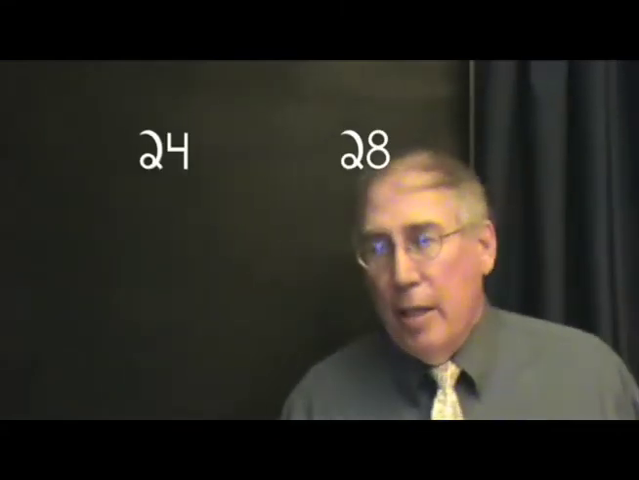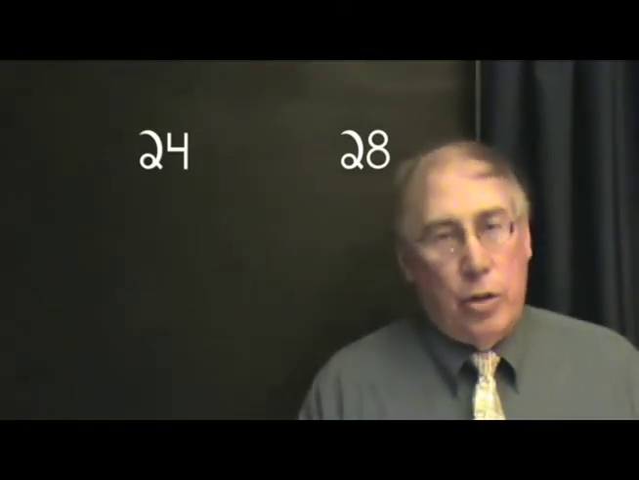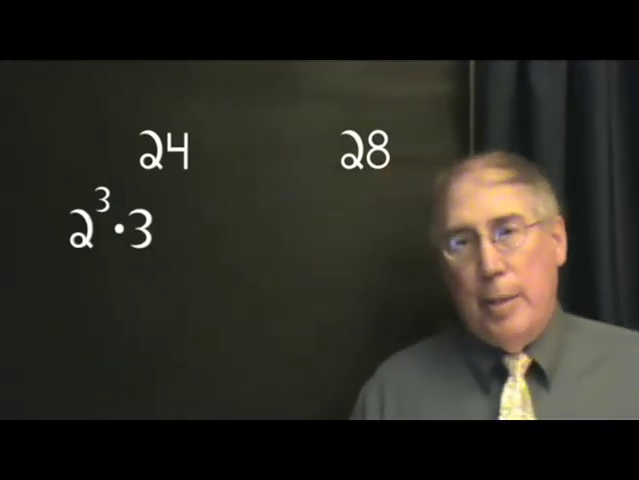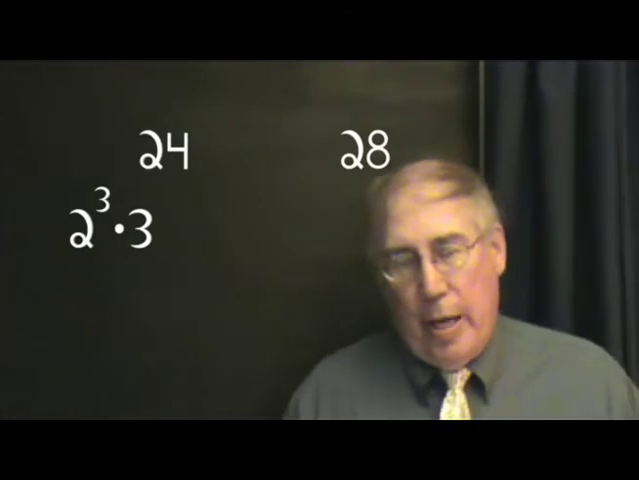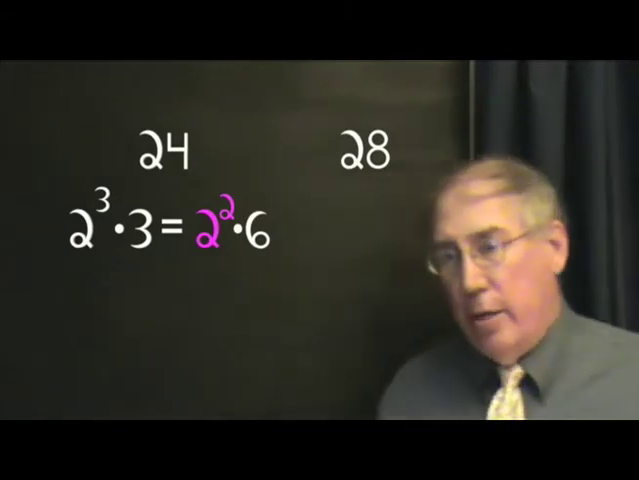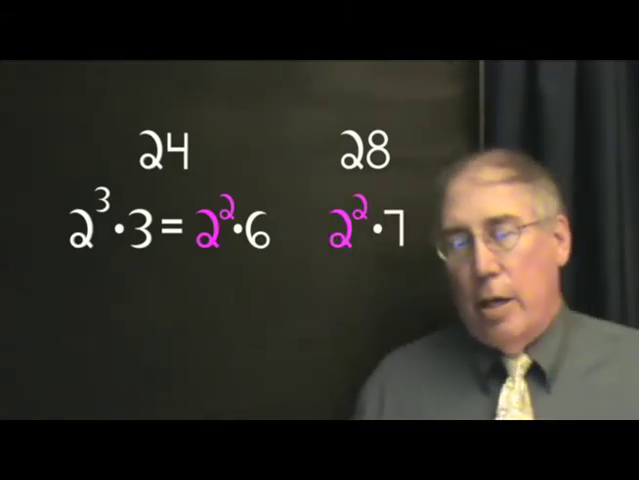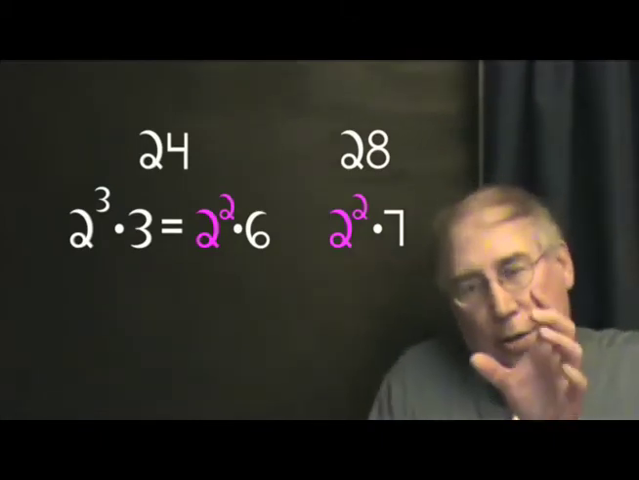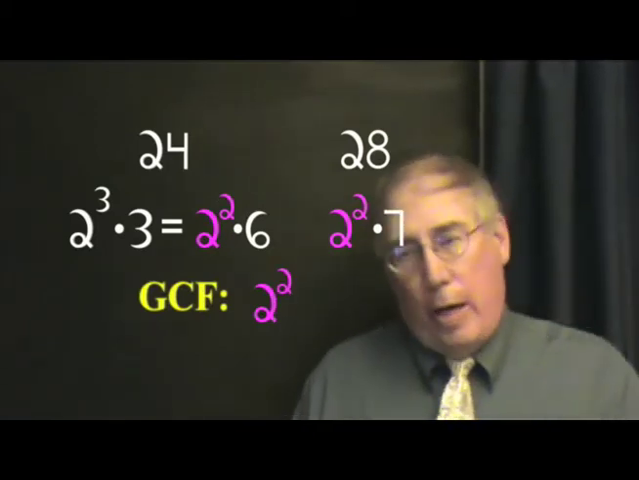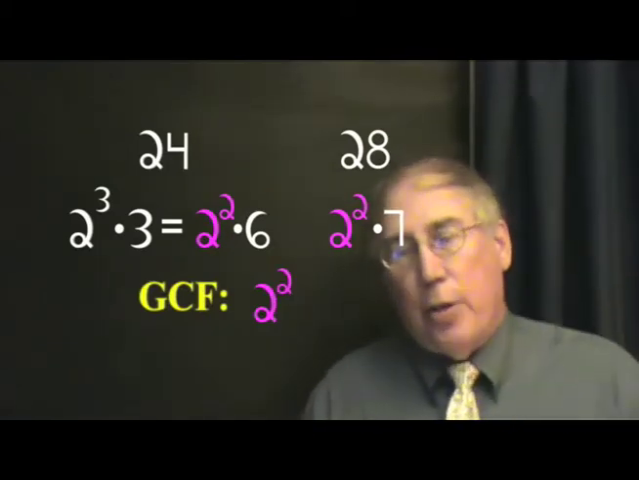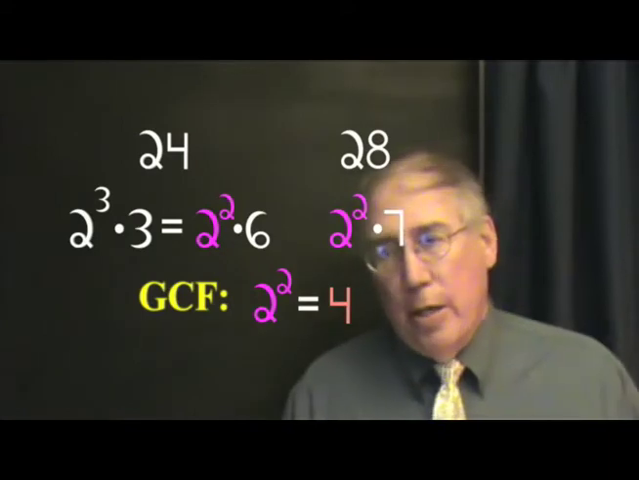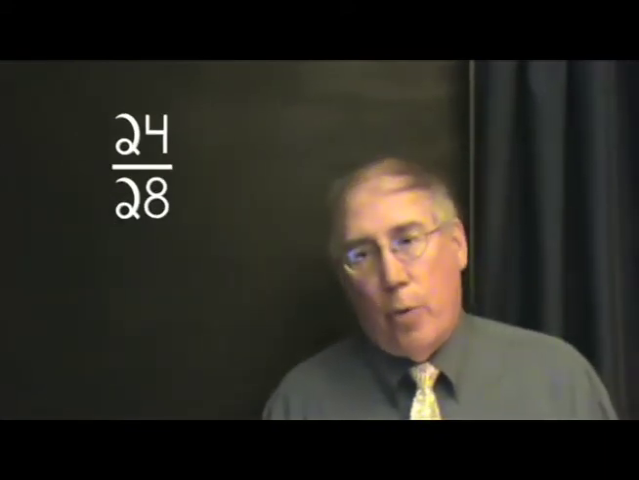So let's try that again. 24 and 28. Do a prime factorization of each one of those. So we got 2 cubed times 3. Now I'm going to fudge with that a little bit and make that 2 squared times 6. Both of those give you 24, and you'll see why in a second. Now 28 is 2 squared times 7. So we got 2 squared in each one of those, so we'll pull that out. That's our lowest factor that we have in common. So that's 2 squared, and that equals 4. So 4 is the largest number that we can divide evenly into 24 and 28.